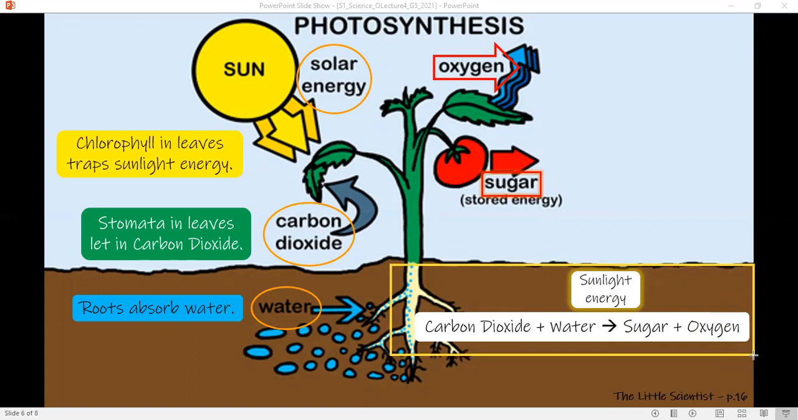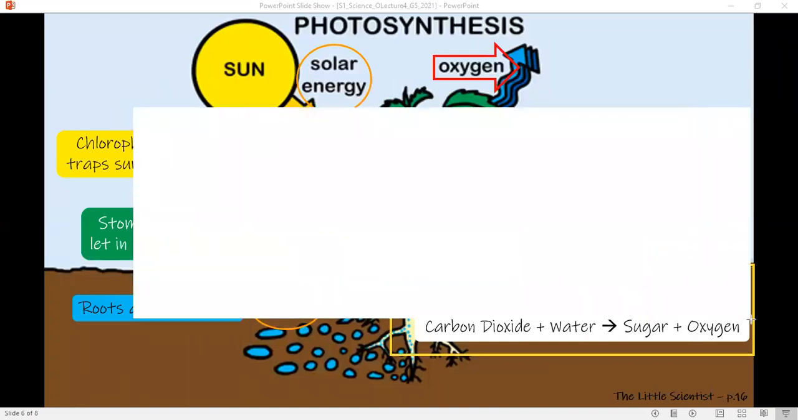Plants take carbon dioxide and water. They combine them together in the presence of sunlight energy. In the presence of sunlight energy, to do what? To produce food, which is a kind of sugar, and to release oxygen. I will write the equation in front of you.